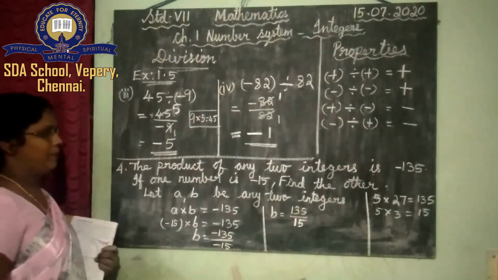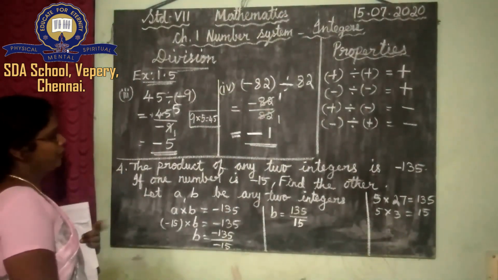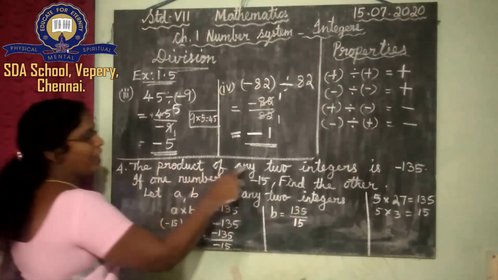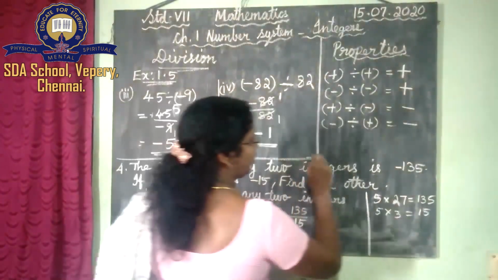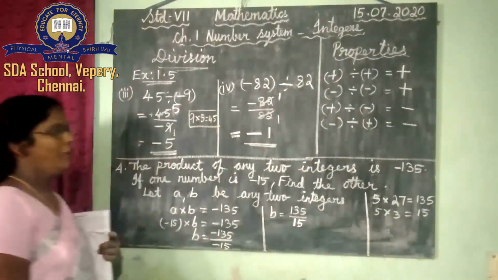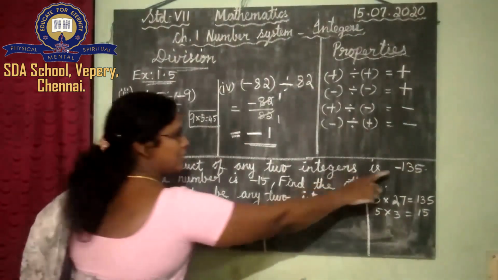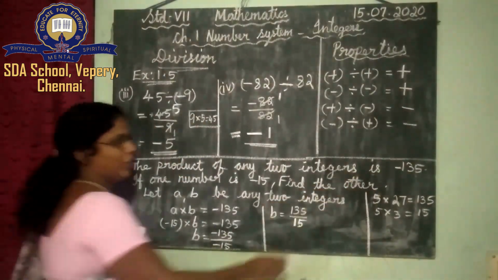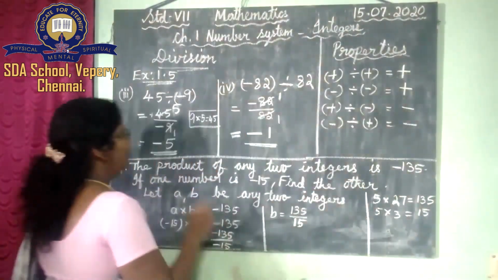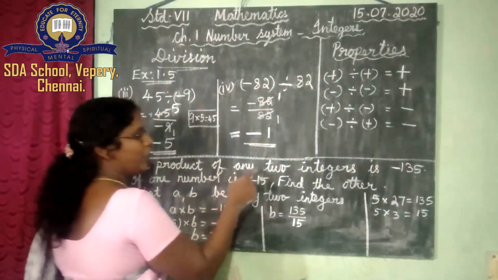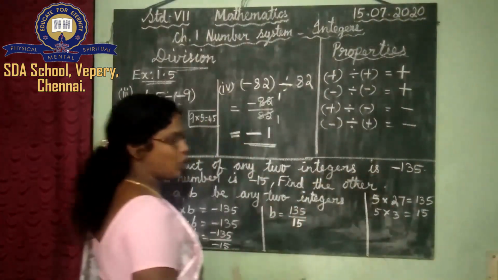Okay, next, fourth one. The product of any two integers is minus 135. Here a negative sign is there. Listen carefully. The product of any two integers is minus.